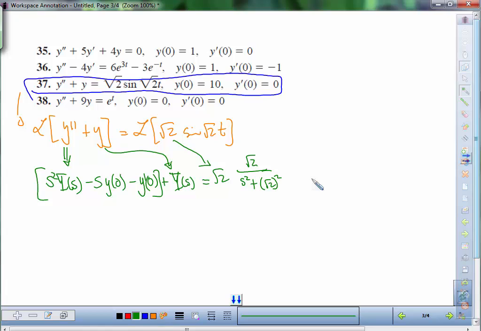Yes? Why can't you just take out the constant? Because this square root of 2 is inside of the sine function, and this square root of 2 is that constant that can go outside. So those are two different. It's unfortunate that they're both square root of 2. It would have been better if they were different, but they are two different constants in this context.